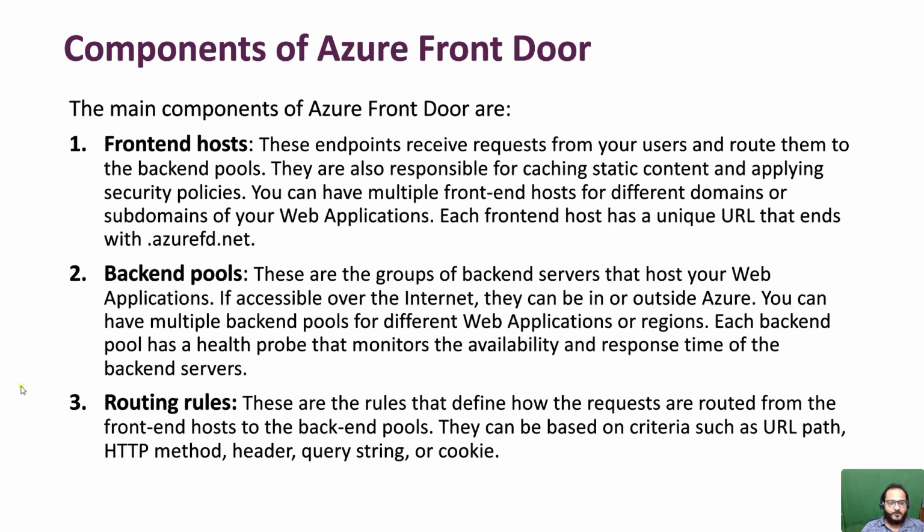So these are the main components of Azure Front Door. First, the front end host. These endpoints receive a request from your user and route them to the backend pool. So this is the work of the front end host. They are also responsible for caching static content and applying security policy. You can have multiple front-end hosts for different domains or subdomains of your application.